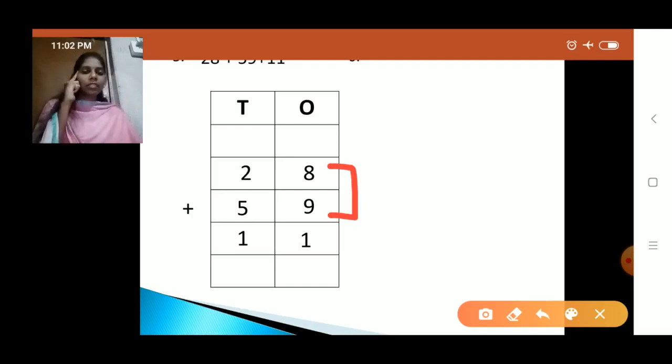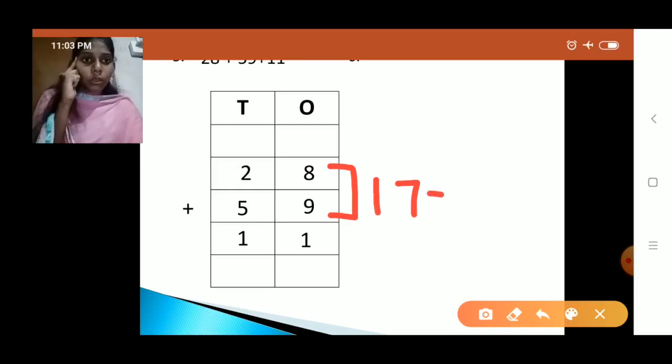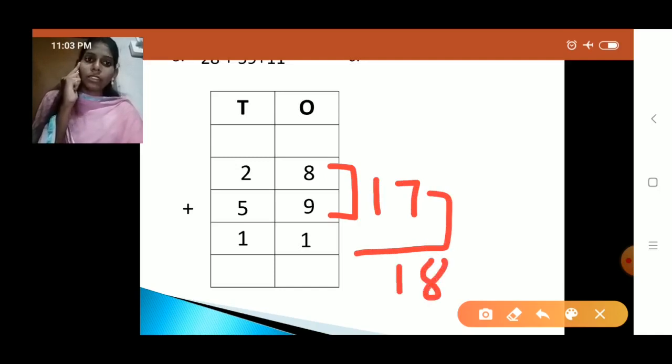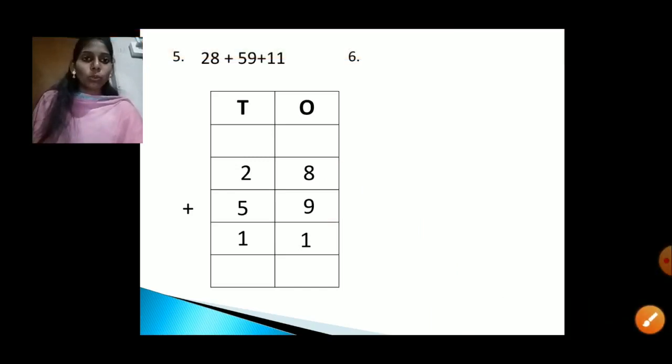Okay. 17. And the next number is 1. Right. So 17 plus 1 is 18. Right. 17 plus 1 is 18. So what will we do? We will write 8 here and 1 we will carry over. Right. So we will write 8 here and 1 we will carry over. Right.